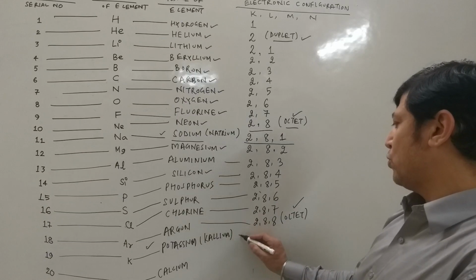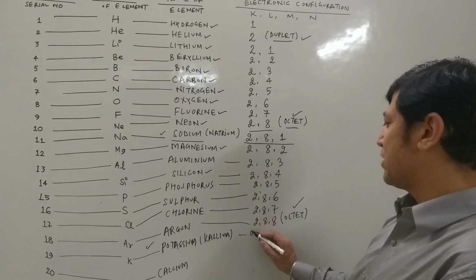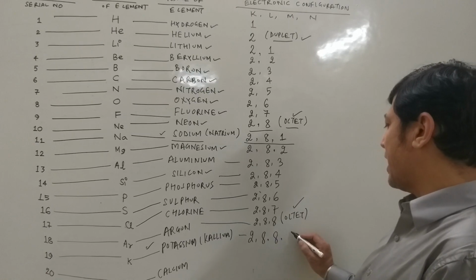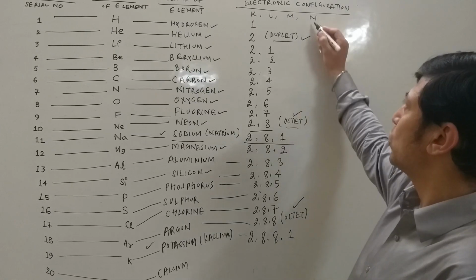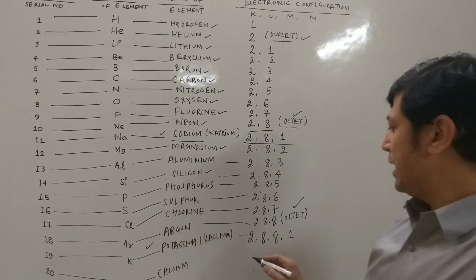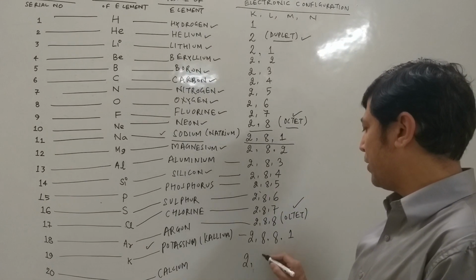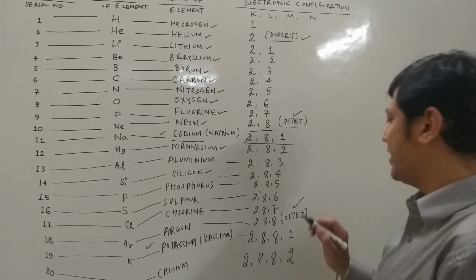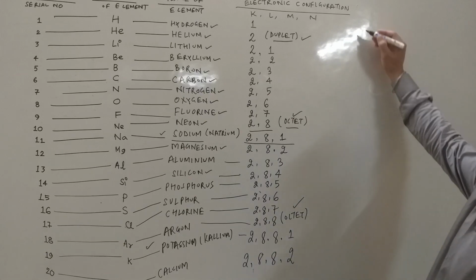Now potassium, it has 19 electrons, so 2 and 8, 10, 10 and 8, 18, and the remaining 1 electron will go to the N shell, right? So 1 electron will go to the N shell. And what about calcium? It will be 2, 8, 10, 18 and 2, 20, right? So we can make another column over here.